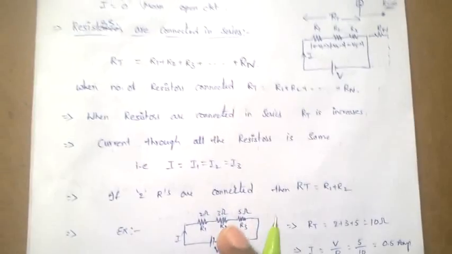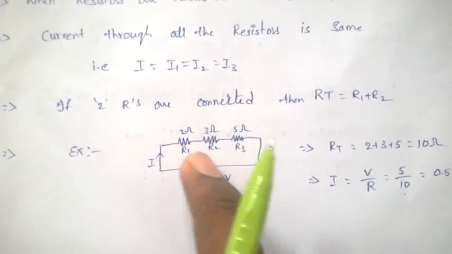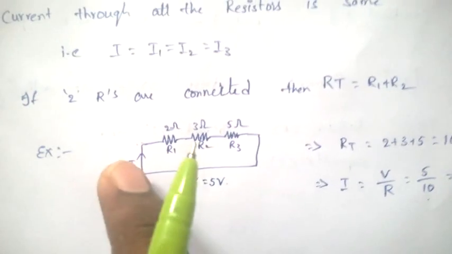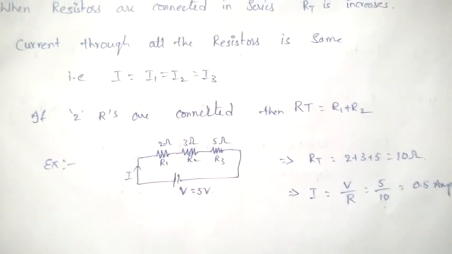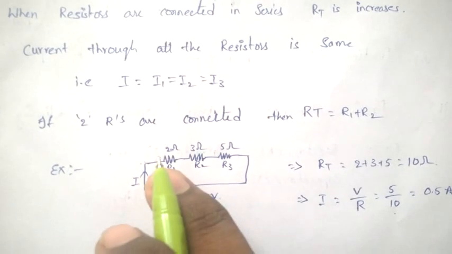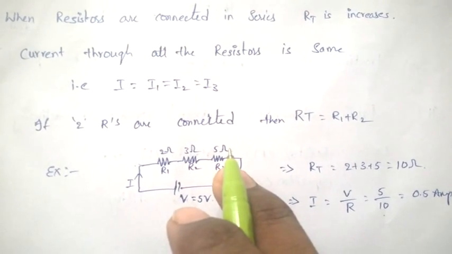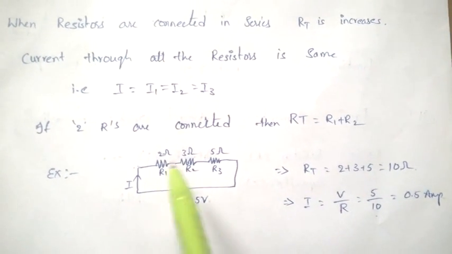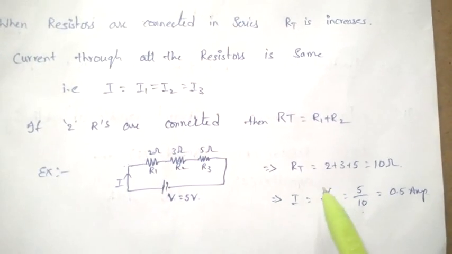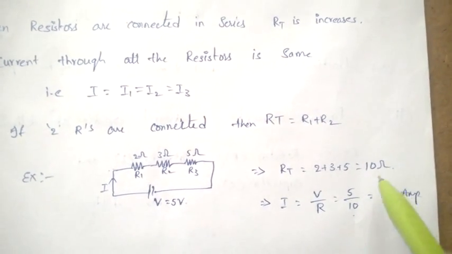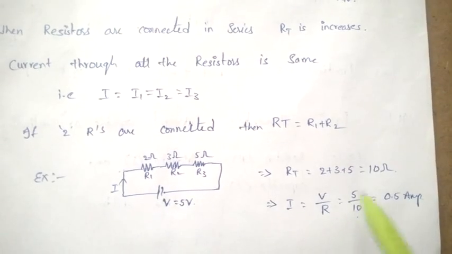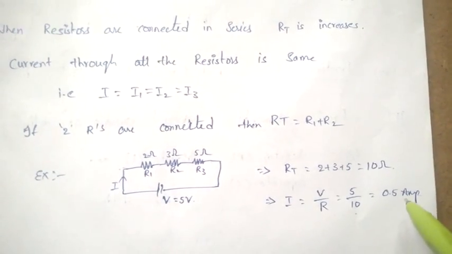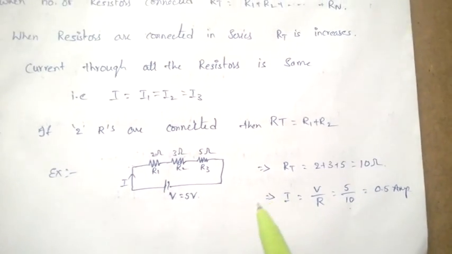For example, here is one circuit. Three resistors are connected in series, R1, R2, R3. Here voltage is given. Connected in series means R total equal to R1 plus R2 plus R3, that is 2 plus 3 plus 5, which equals 10 ohms. The current I equal to V by R, so that is 5 by 10, that is 0.5 amps.